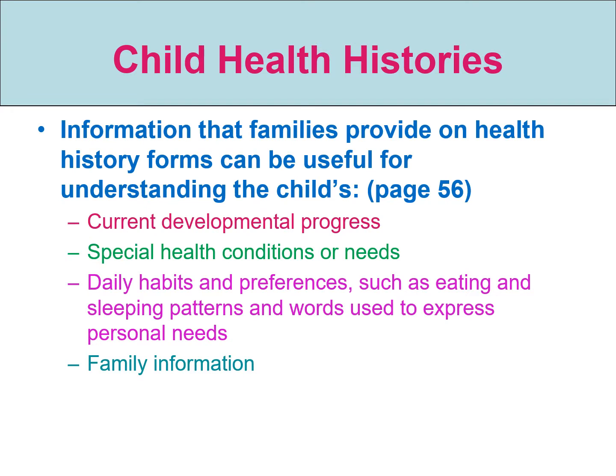Children's health histories. This is information that families provide on health history forms, and this can be useful in understanding a child. And so here we can find out things like, on page 56, their daily habits, such as their eating habits, their toileting and napping habits, their family structure if they have siblings, the main language in the home, any special health conditions they might have. This can also provide us information on current developmental progress, and I think we mentioned the other two.